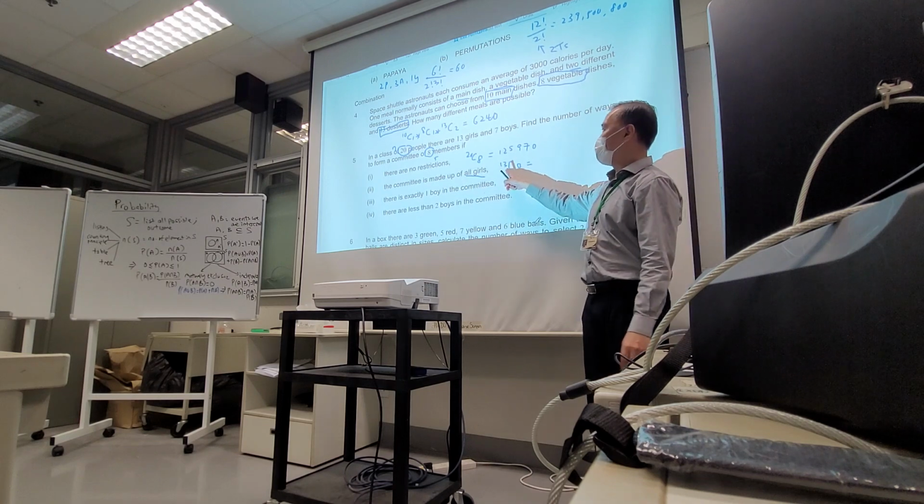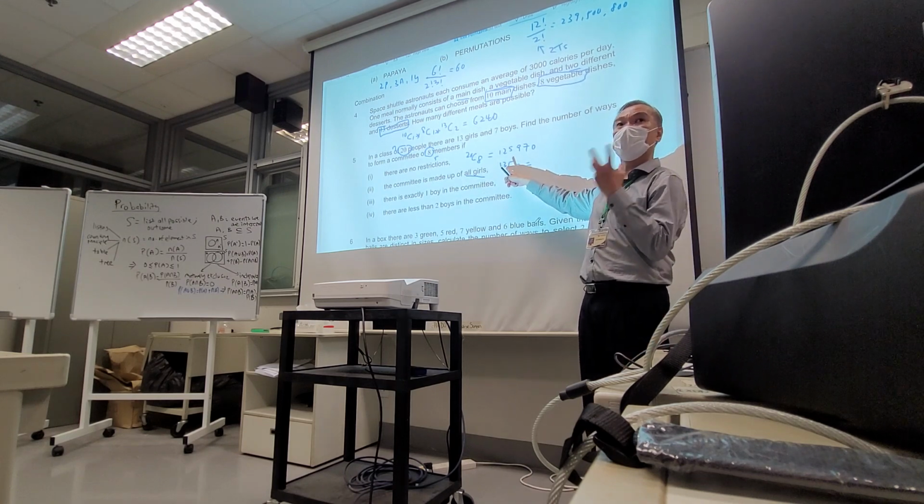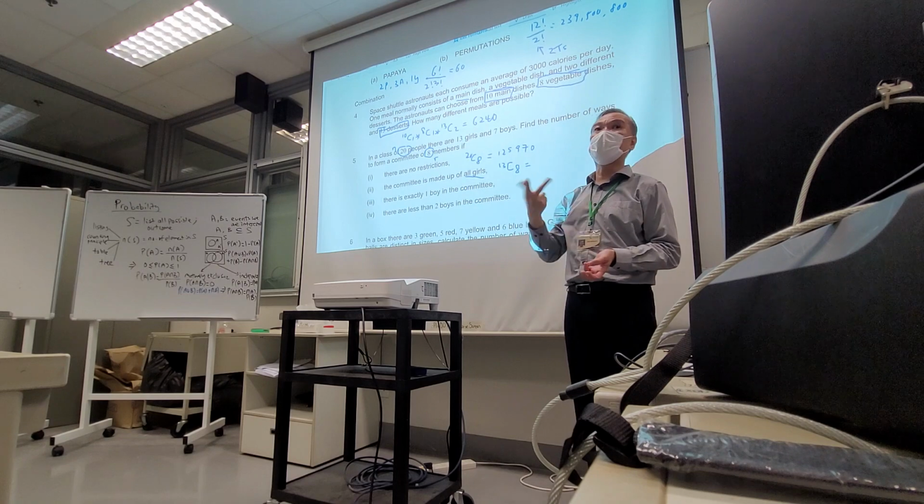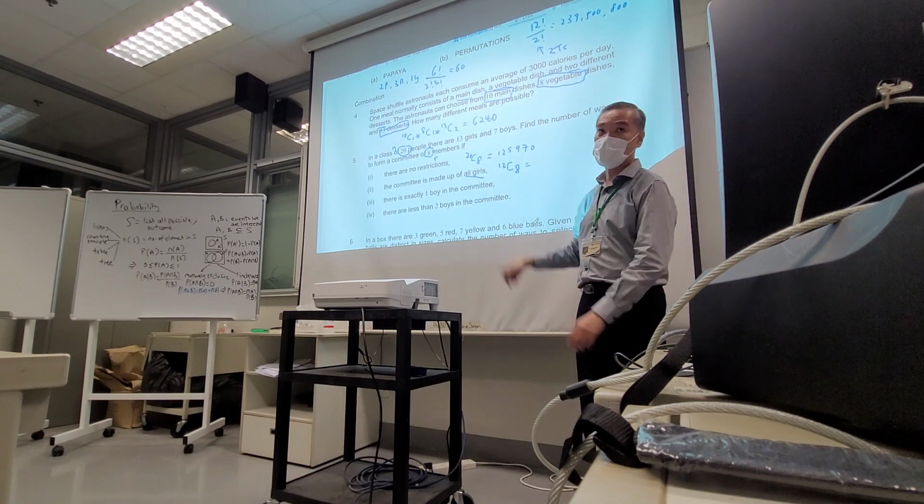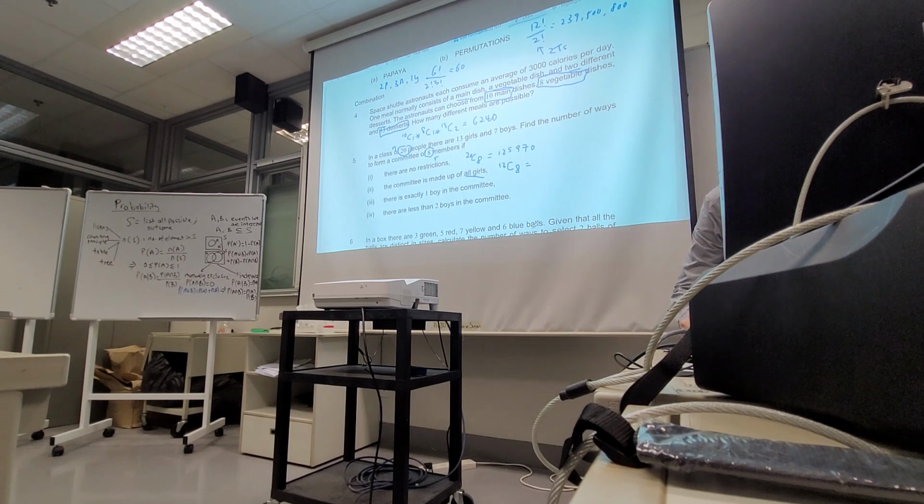But now my n is no longer 20. Now I want to look at girls. How many girls do I have? I got 13, but I need to choose 8 of them. So this is the number of ways I have, and that answer is 1287. Are you all following me so far? Quite easy, right? Once you understand the concept, it's pretty easy.